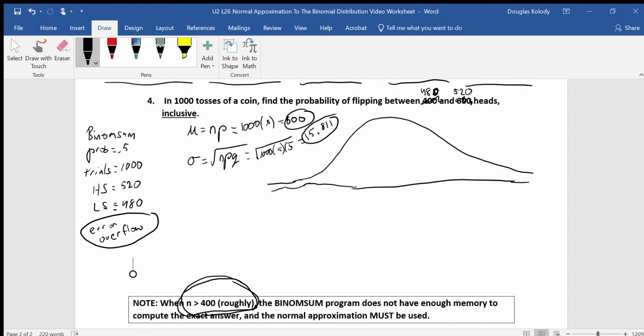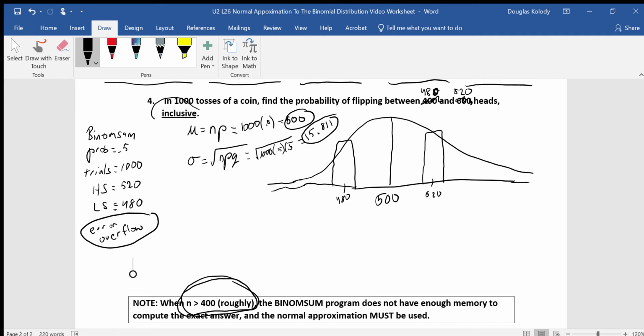Remember, round all standard deviations to 3 decimal places. So in the middle of my normal curve, I'm going to put 500. I need to find the probability of getting between 480 and 520 heads. But remember that we're approximating a binomial answer with a normal curve. So I'm going to draw little histogram rectangles around 480 and 520.